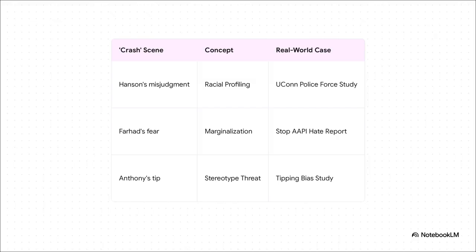Officer Hanson's terrible misjudgment, that's racial profiling, and we have studies that show it's a real issue in policing. Hod's fear and isolation as an immigrant reflects documented rises in xenophobia and hate crimes. Even Anthony and the tipping situation. Yeah, there's research on how service staff are biased based on who they think will tip well. So the drama in Crash, it's not just drama. It's a mirror showing us documented, real-world social inequality.